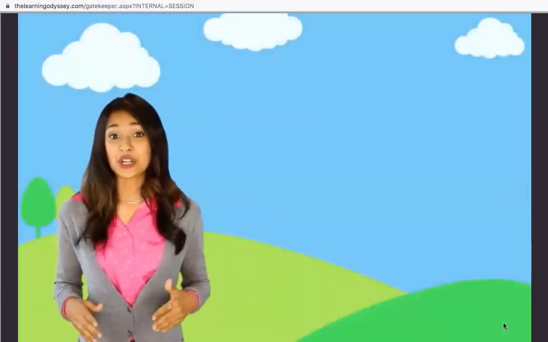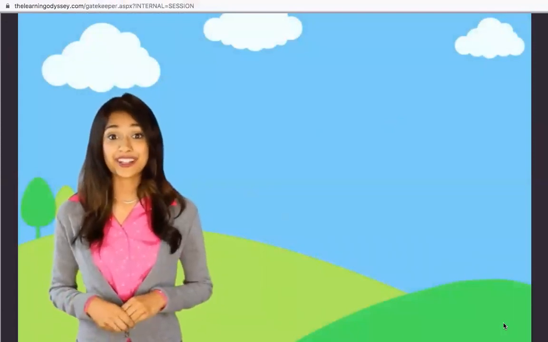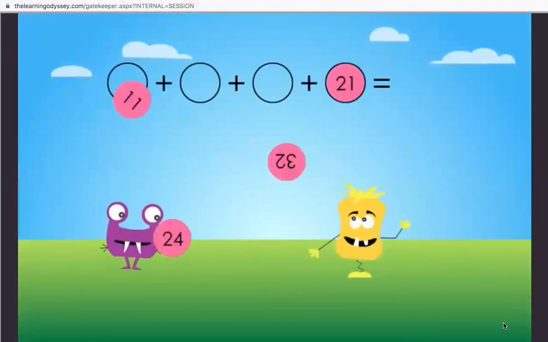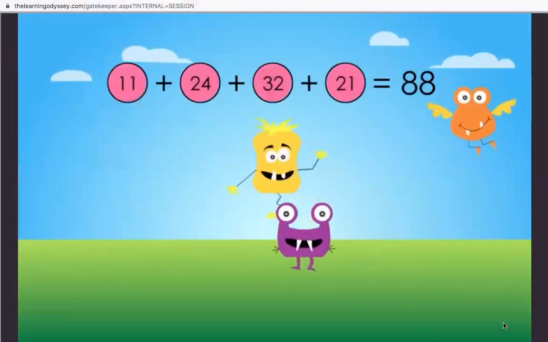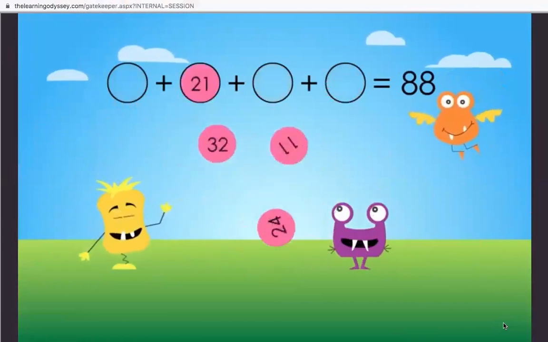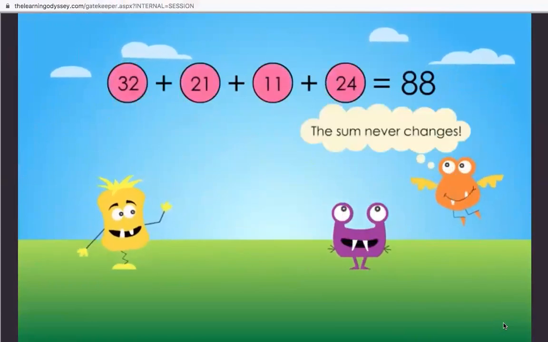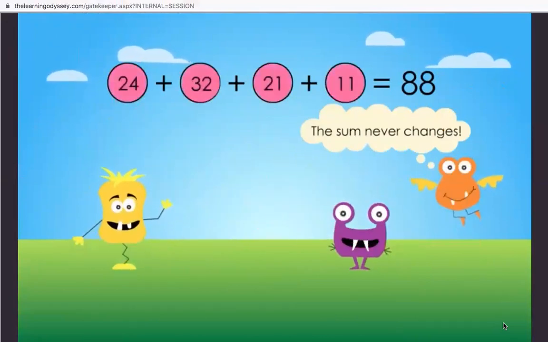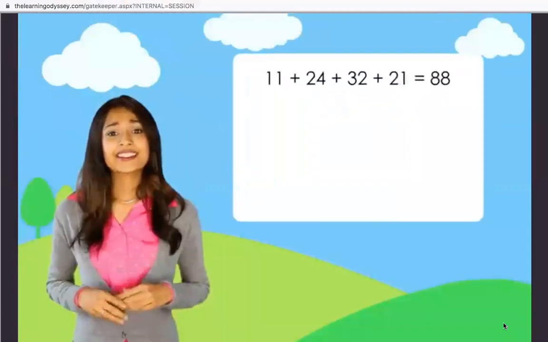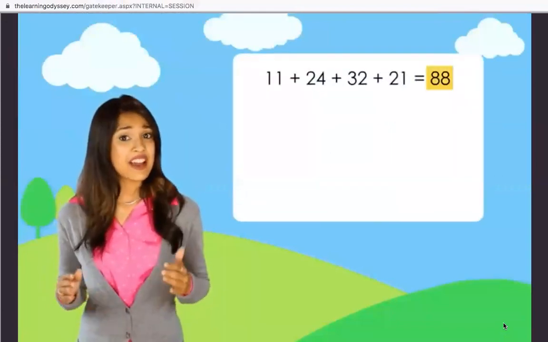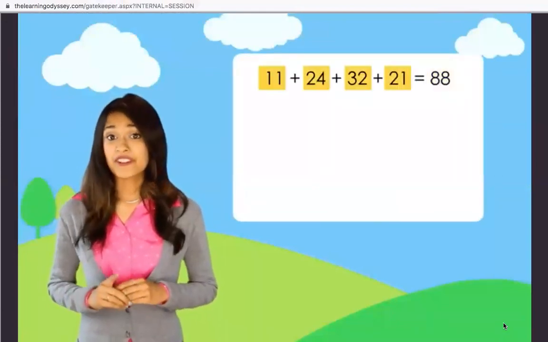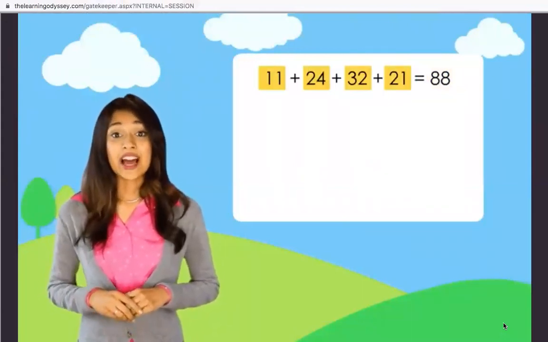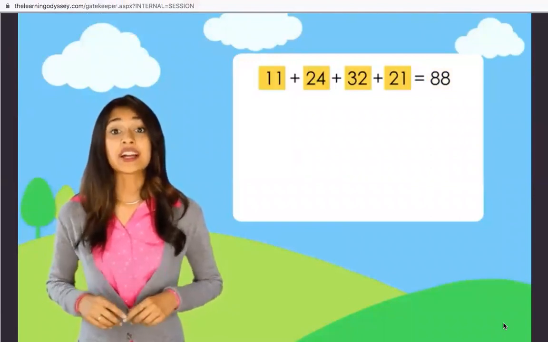Our friends are here to show us how we can add in any order. Let's watch. Did you see that the number at the end never moved? The sum never changed, even when the numbers moved. All right, now that you've got that down, let's look at another example.